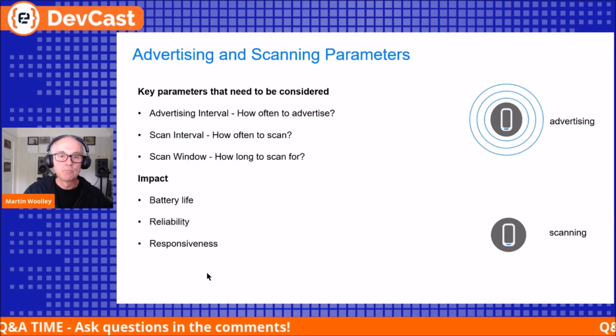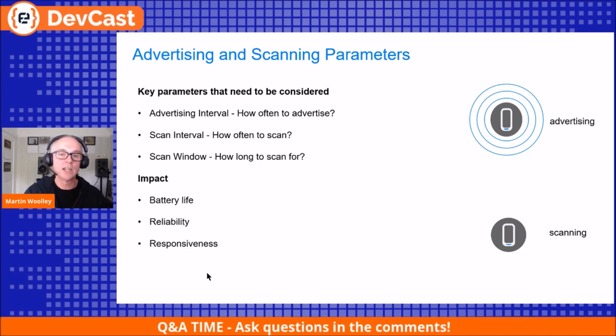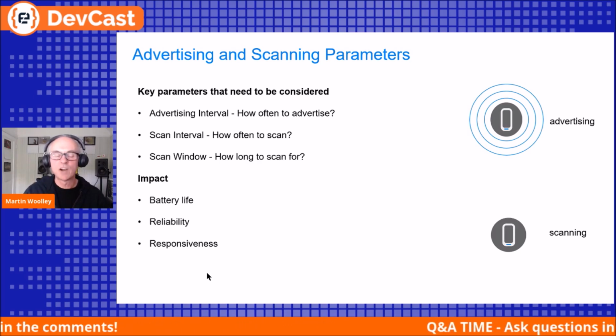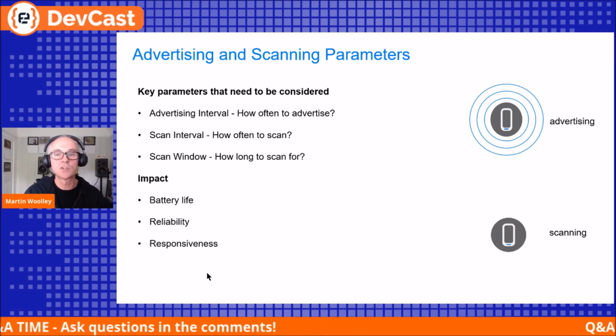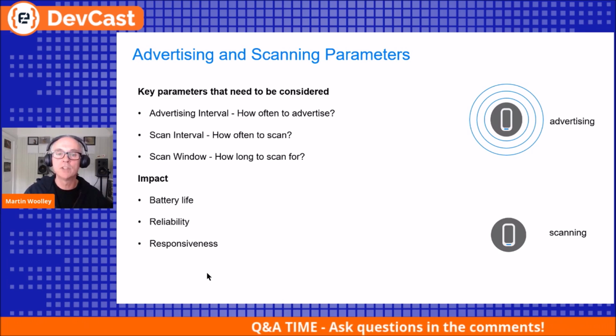Now, here's another issue. Bluetooth broadcasting, the connectionless approach, involves a procedure called advertising. When advertising, small packets of data are transmitted regularly, and how often they're transmitted is called the advertising interval. Devices that are listening for advertising packets perform a procedure called scanning, and how often they scan is called the scan interval, and how long they scan for is called the scan window.